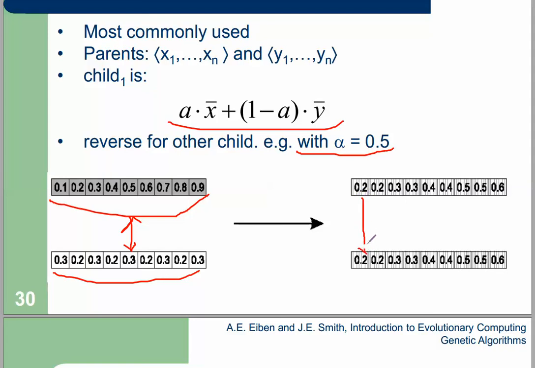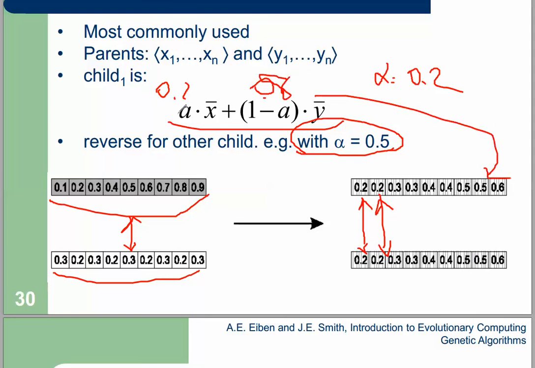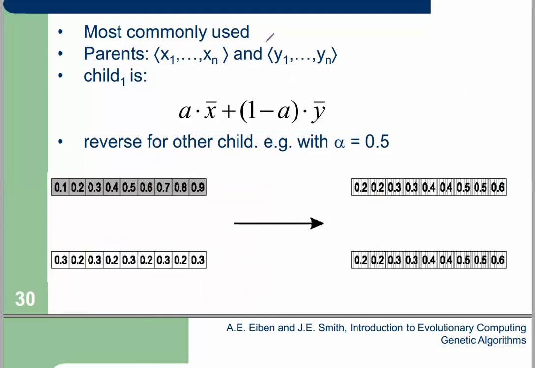The disadvantage of this is that both of the genes are equal because alpha is half. If we use, for example, 0.2, the first one is 2 and the second one is 8. For the first child it is 0.8 and for the second child it is 0.2. But when we use alpha equal to half, both of them are half, and the values of the first and second children are equal.